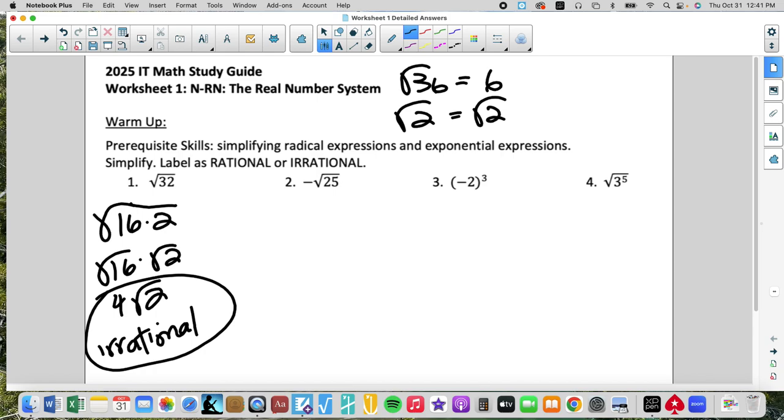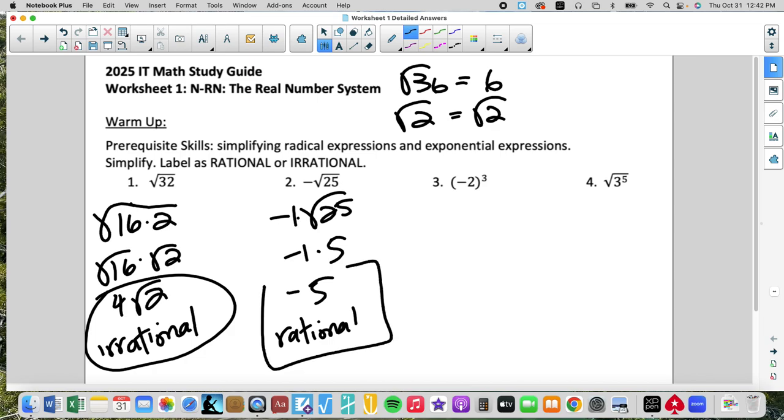The opposite of the square root of 25, that's kind of like -1 times the square root of 25. Square root of 25 is a perfect square, that equals 5. So -1 times 5 is -5, and that is considered rational. So that is a simplification.